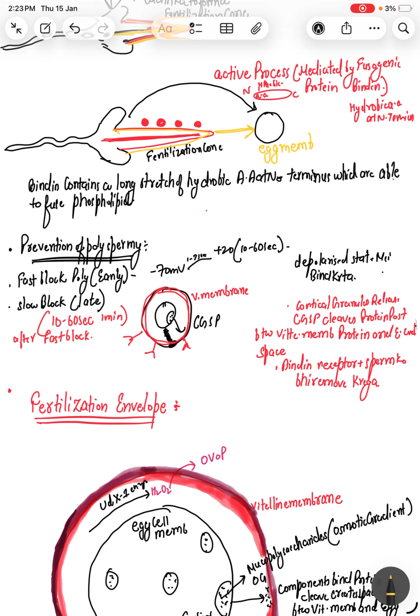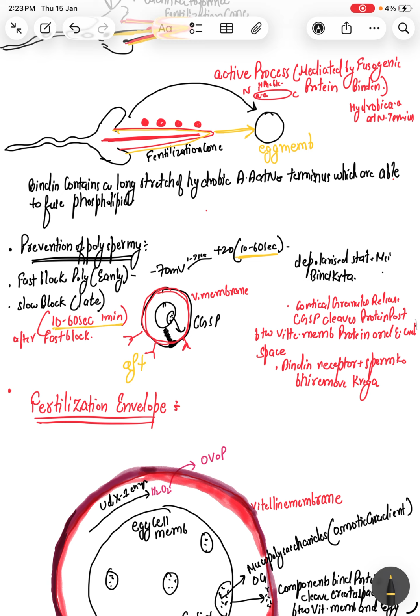Now what happens is that only one sperm can bind to one egg at a time. So there will be prevention of polyspermy. There will be two types of prevention of polyspermy: fast block to polyspermy and slow block to polyspermy. Fast block to polyspermy lasts only for 60 seconds, and slow block to polyspermy starts after 60 seconds.